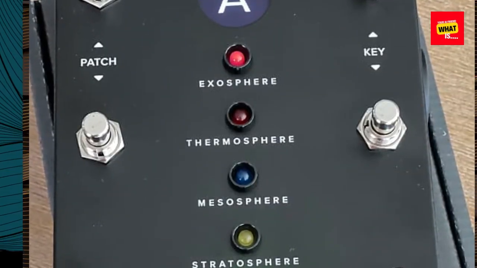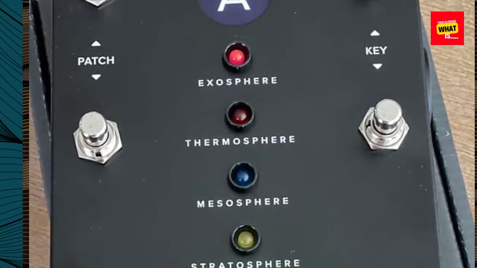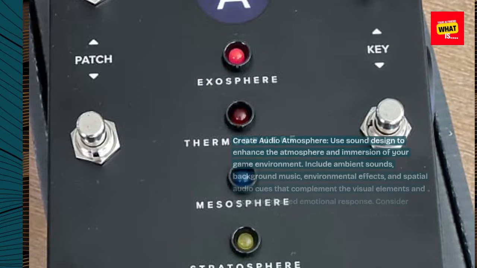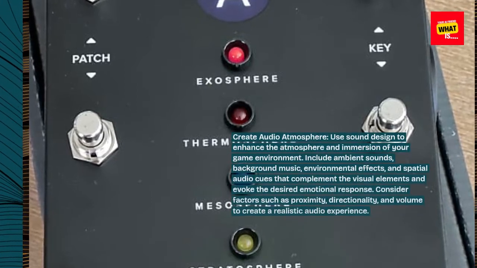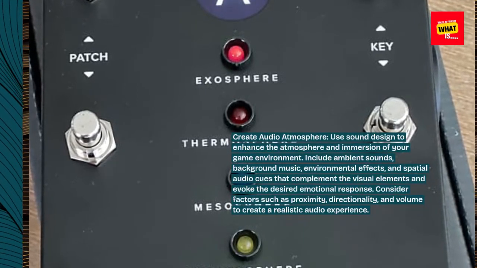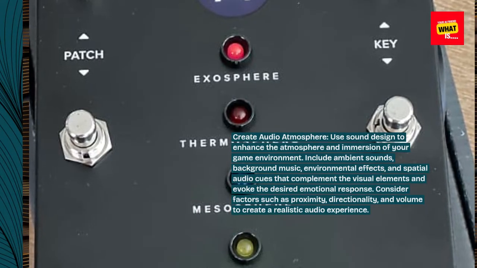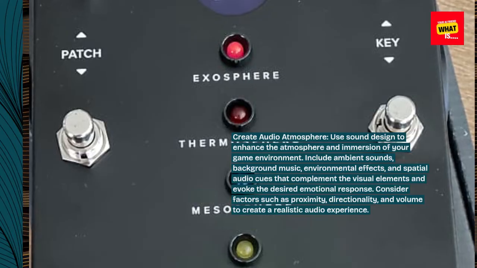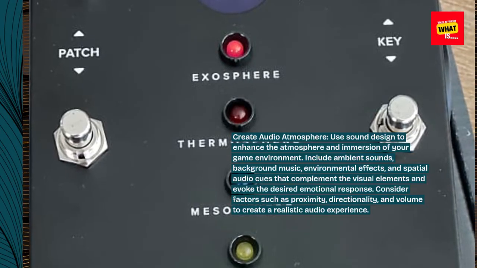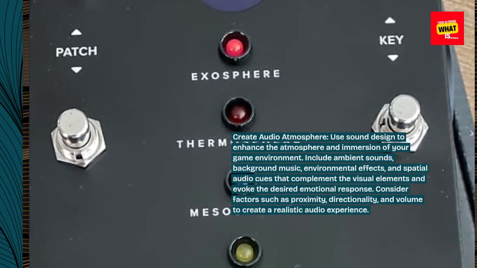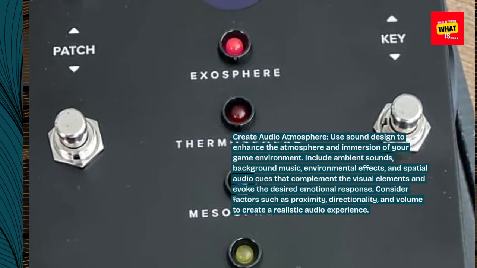Create audio atmosphere. Use sound design to enhance the atmosphere and immersion of your game environment. Include ambient sounds, background music, environmental effects, and spatial audio cues that complement the visual elements and evoke the desired emotional response. Consider factors such as proximity, directionality, and volume to create a realistic audio experience.